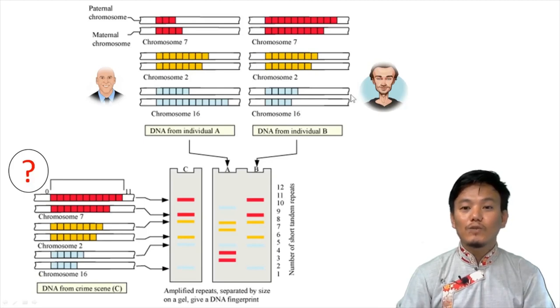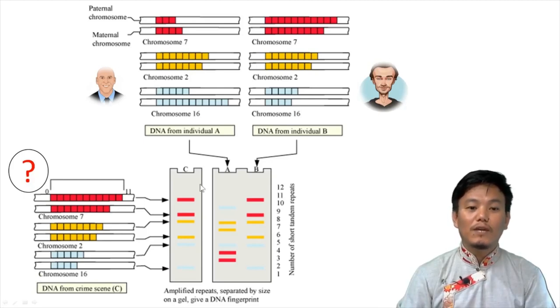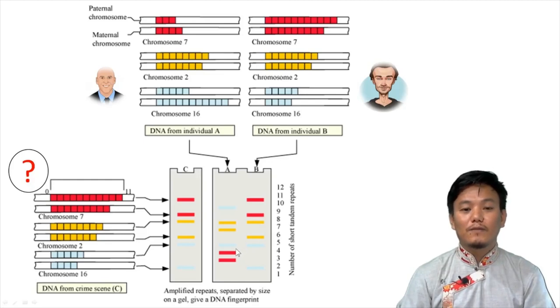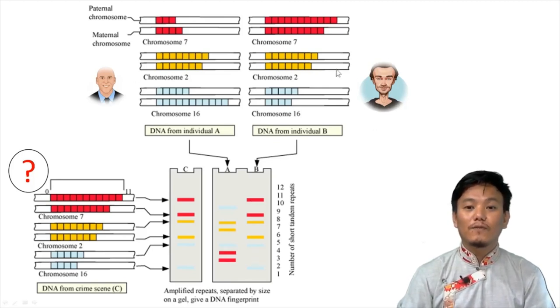Now we have these two suspects, and we do the same thing for these two suspects as well, right? Their VNTRs, or their repetitive DNA sequences, will form their own different banding pattern over here, right? And now we have the DNA profiles of these two individuals on this side: individual number A, the bald one, and the lean one, individual number B, on this one.